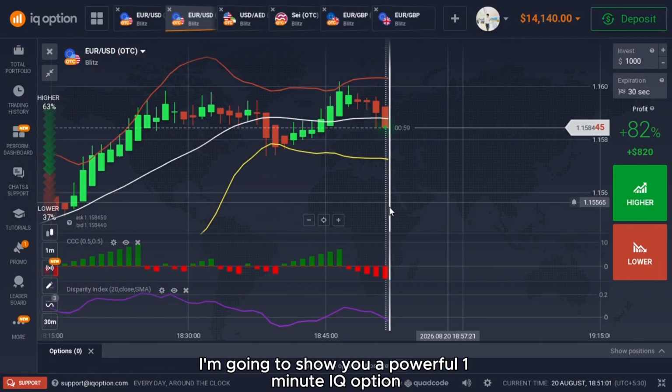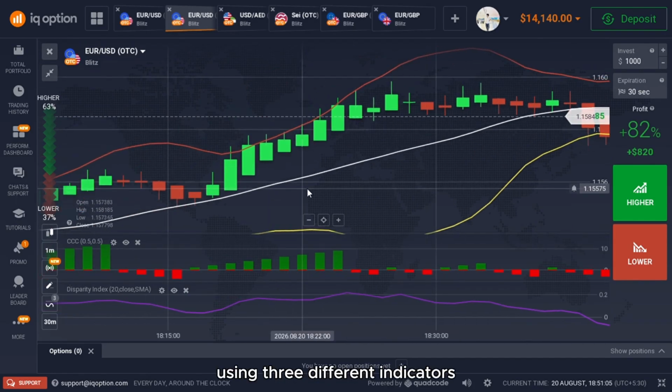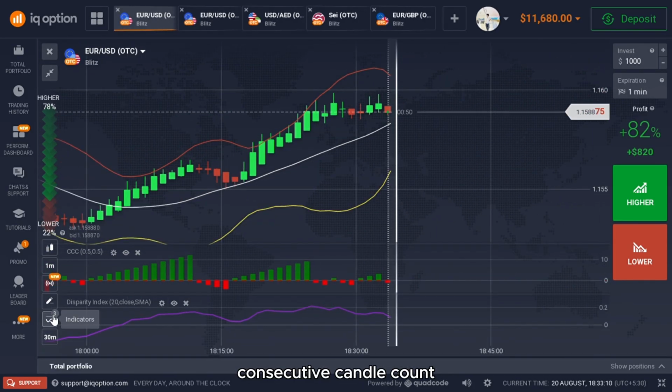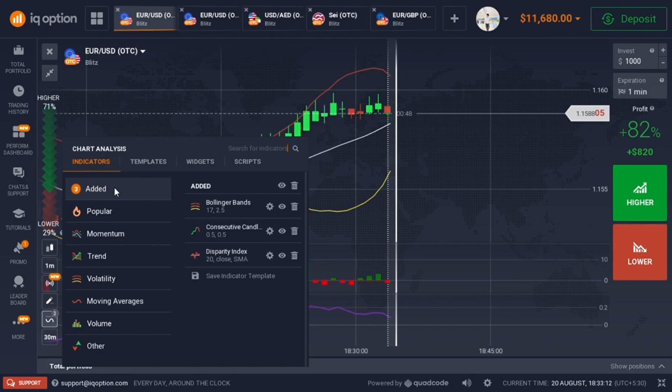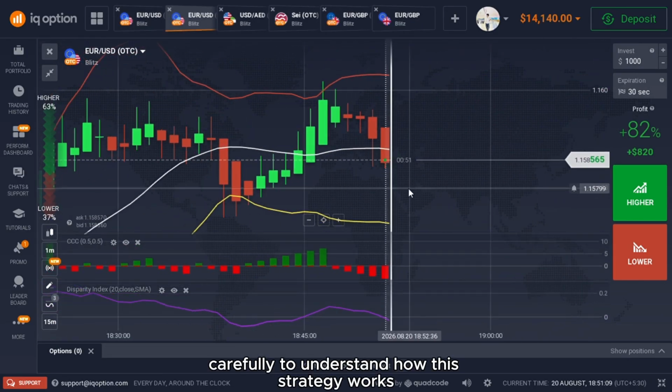Today, I'm going to show you a powerful 1-minute IQ Option strategy using 3 different indicators: consecutive candle count, disparity index, and Bollinger Bands. Follow my guide carefully to understand how this strategy works.